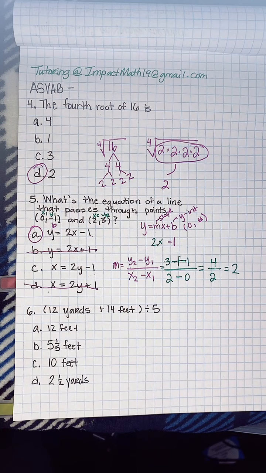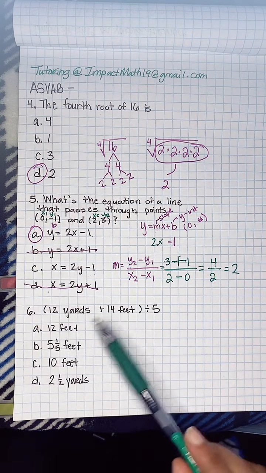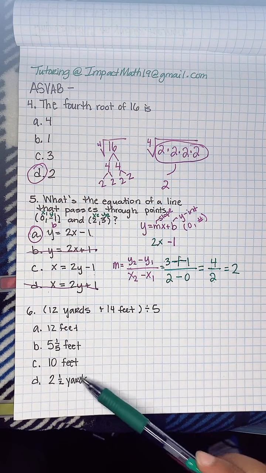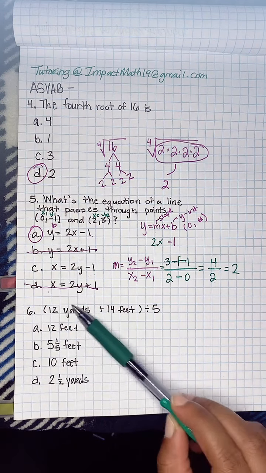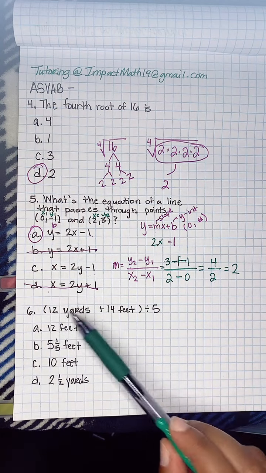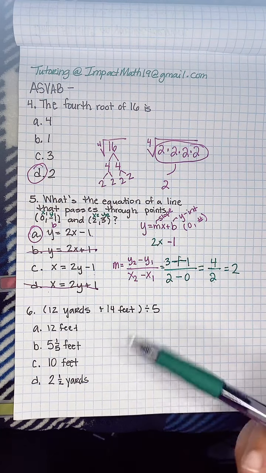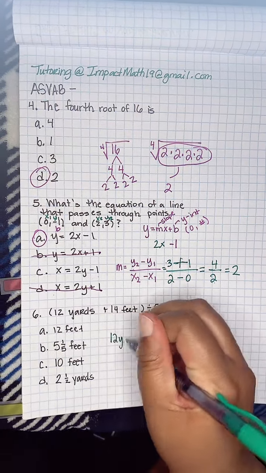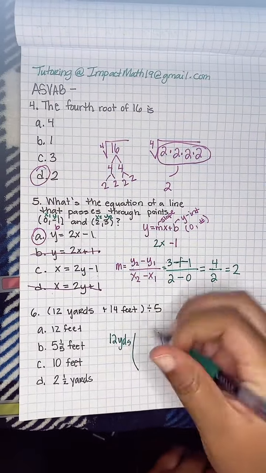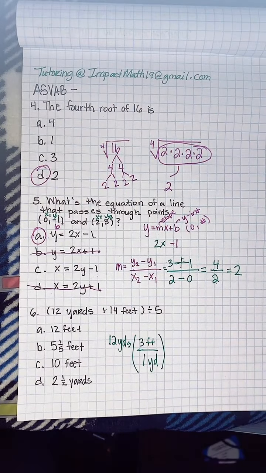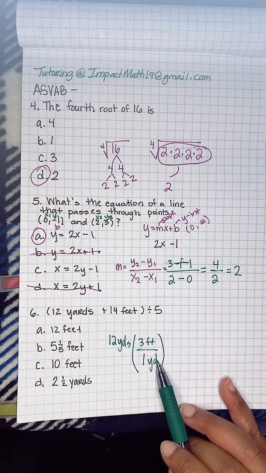Okay, somebody said B. I don't know, 12. You going with 12, 10? C. The thing about this is, if you look at your answer choices, most of them are in feet. So I want to change this to feet. We cannot combine these because they don't have the same units. So we're going to change these yards to feet. Remember, there's 3 feet in 1 yard. That's something you have to have memorized.